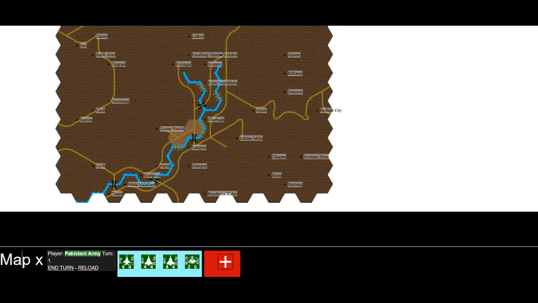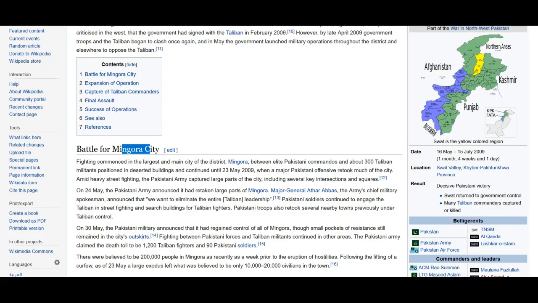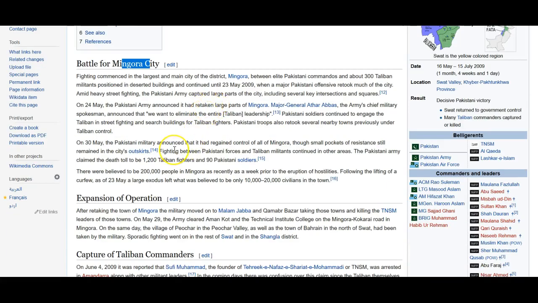So in here, to represent that, we're just going pretty much as we've got. That hex there against that would be the battle. So I'm not too averse to those sorts of arrangements. I don't need to go down to tactical levels, but I think that would possibly make sense. So after retaking Mingora, the military moved on to Malam, Jabba and Qamabr.